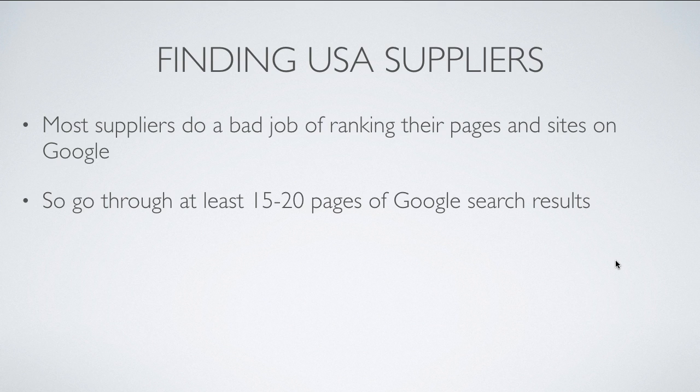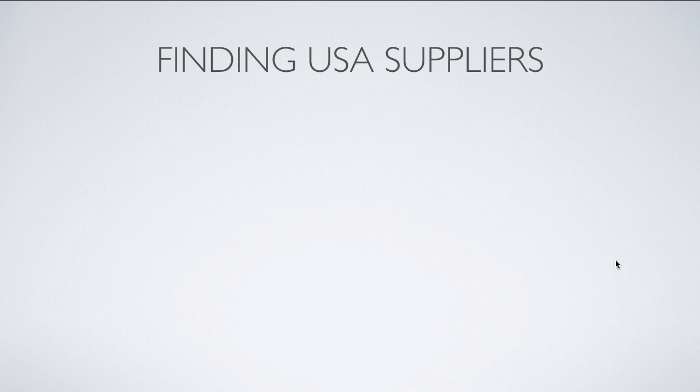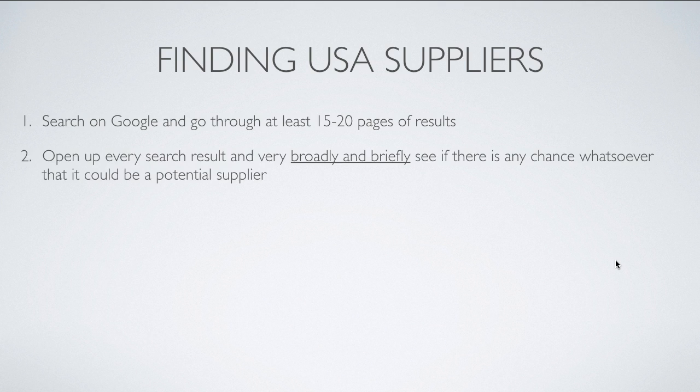So here's the step-by-step process on how to go about finding USA suppliers using Google.com. Step 1, search on Google and go through at least 15 to 20 pages of results, as I mentioned. As you're going through these results, open up every search result that seems like a potentially good supplier page or supplier site, and very briefly, within maybe 5 to 10 seconds, look at the page and see if there's any chance whatsoever that it could be a potentially good supplier.